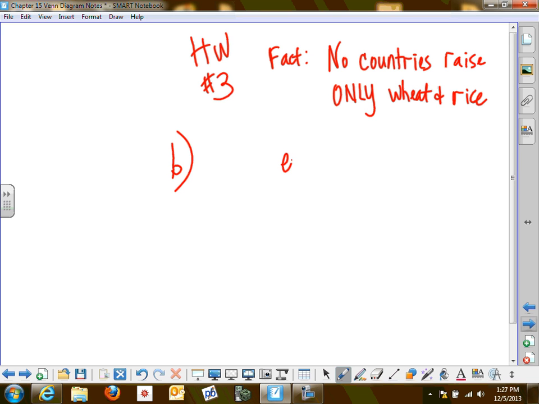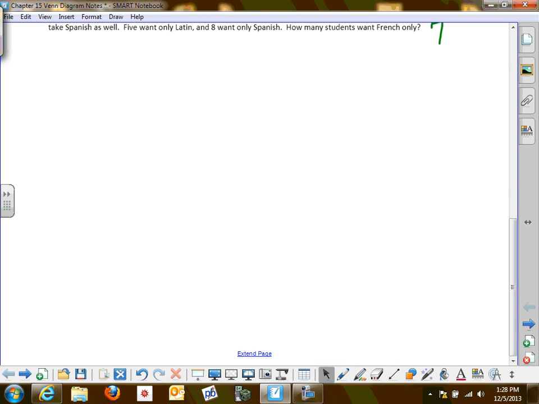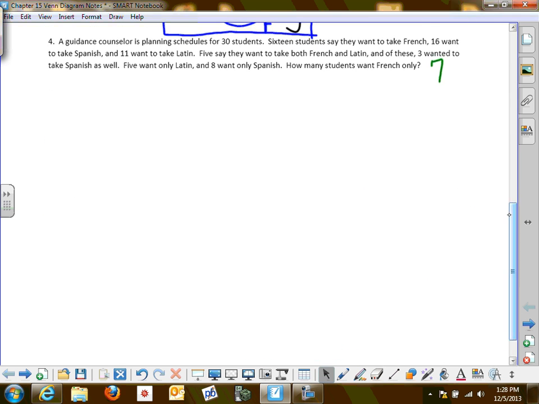put the word exactly in front of the word one. So it reads, how many countries raised exactly one of the 3 crops? Okay. Other than that, you are good to go to the homework if you got that problem. If you did not, then I'm going to go over it right now. Okay? So, here we go.